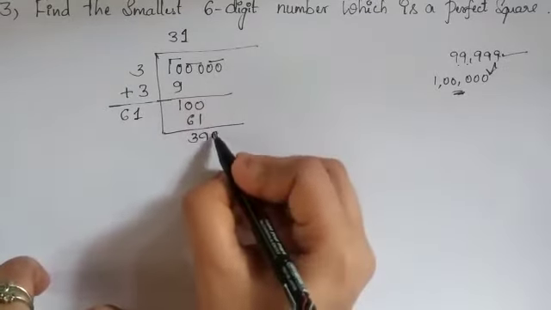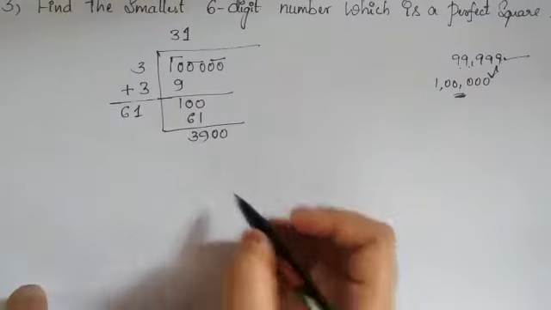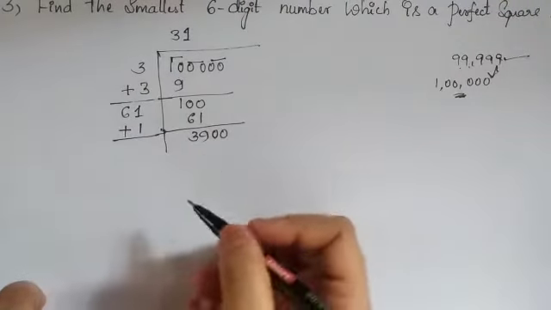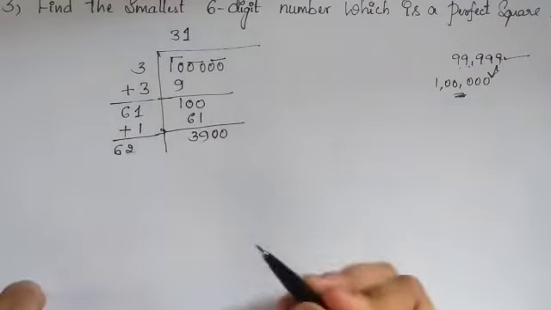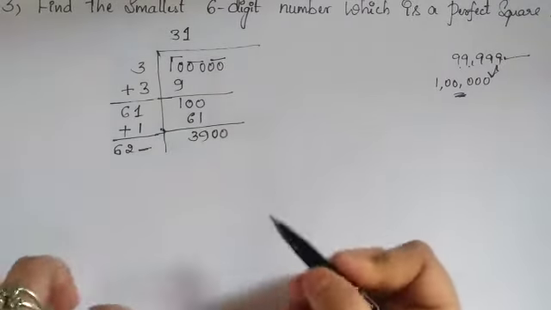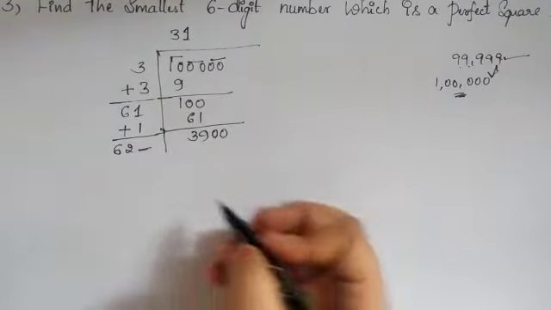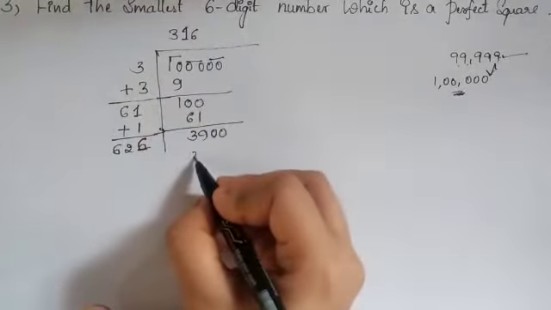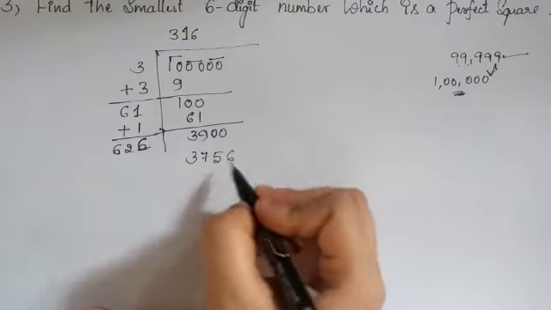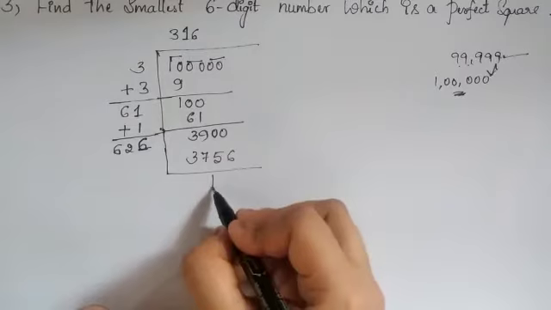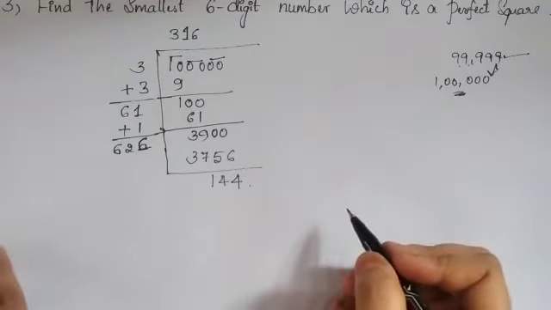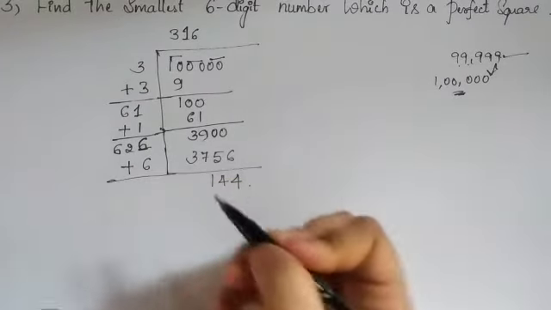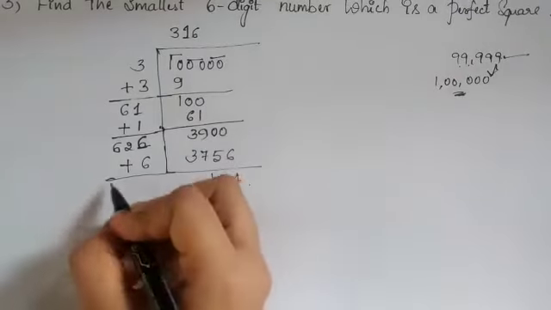The last 2 zeros at a time I have to take. Now I'll add this: for 61 I have to add 1 in the ones digit. So 61 plus 1 is 62 here. Here also the number in the unit place is missing. So 626, 6 times 626 gives 3756. Now if I subtract it, I'll get 144 at the last. Now let me confirm this. 626 plus 6, I'll get 632.